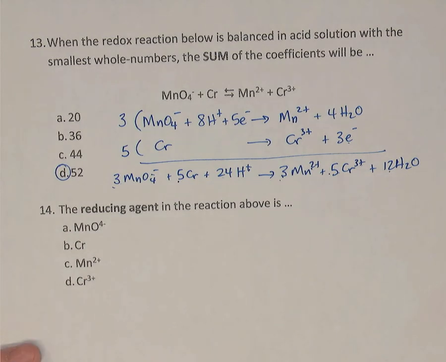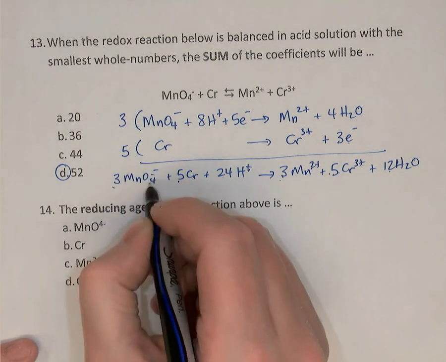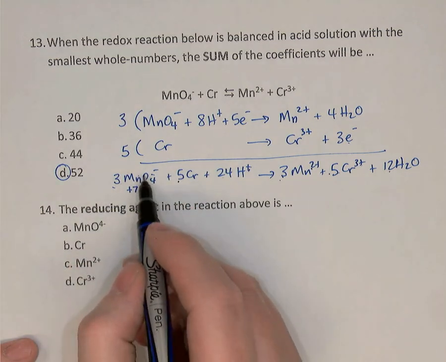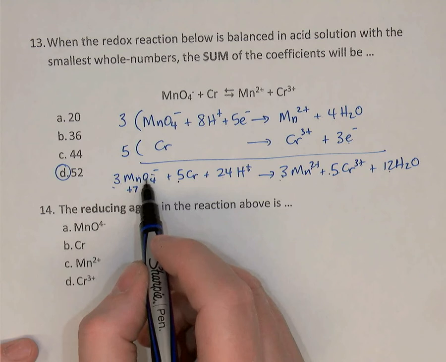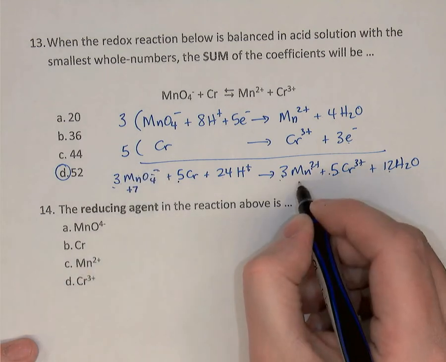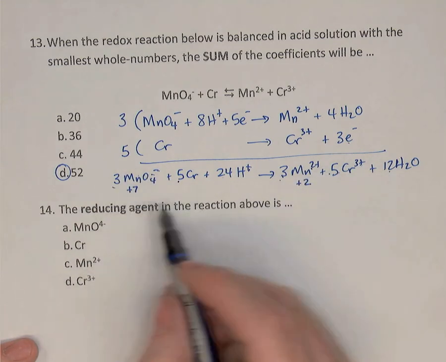Now in this equation, we're asked what is the reducing agent in the reaction. Well, the reducing agent is the substance that is being oxidized. So if we put some oxidation numbers in here, the manganese in permanganate has an oxidation number of plus 7. 4 O's is 4 times minus 2 is negative 8, and then the entire thing was negative 1. So manganese is plus 7. Over here, manganese is plus 2. So the permanganate is being reduced.